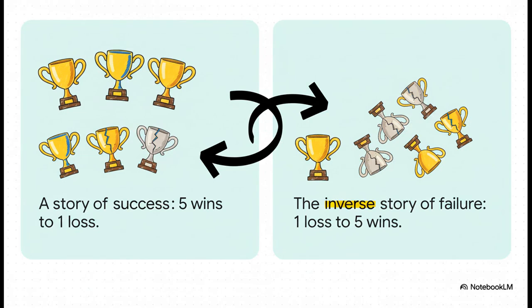And this shows you exactly why that order is so critical. A ratio of 5 wins to 1 loss? That tells a story of success, right? But just flip those numbers? That gives you an inverse ratio, and you get 1 loss to 5 wins. You're using the exact same data points, but you're telling a completely opposite story of failure. That's the power of relation.